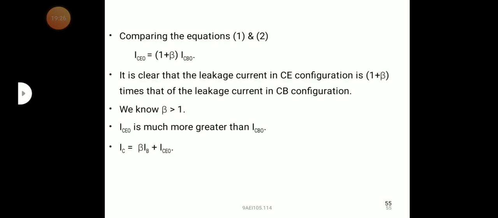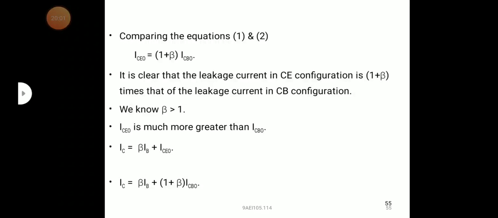The common emitter current equation is IC equals beta IB plus ICEO. You can also write it as IC equals beta IB plus 1 plus beta ICBO. So this is the equation we write for the common emitter collector current.